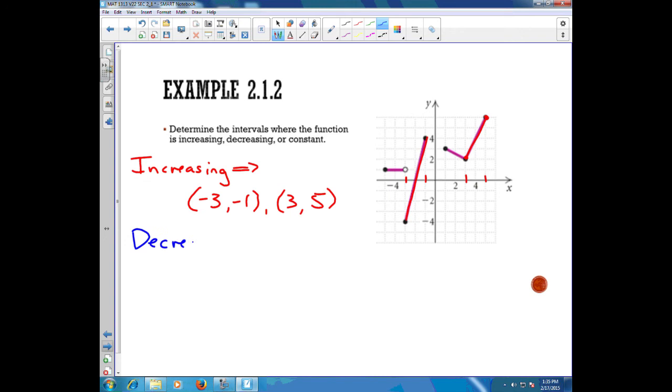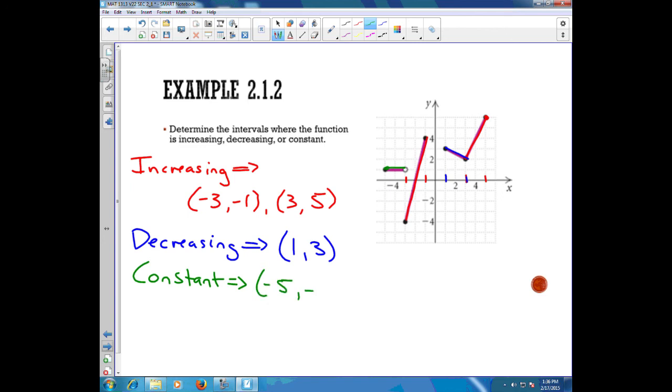To determine decreasing, we're just looking for where it goes down from left to right. And we can see that it goes down from left to right from x equals 1 to x equals 3. So from 1 to 3. And finally, we want to determine where the function's constant. And we can see that it's constant from x equals -5 to x equals -3.